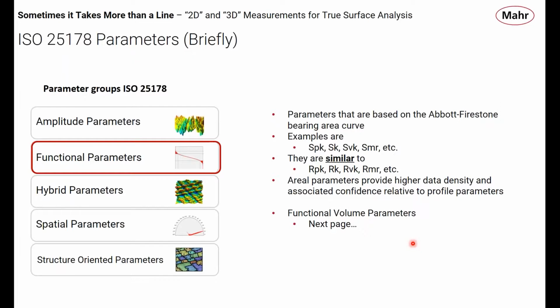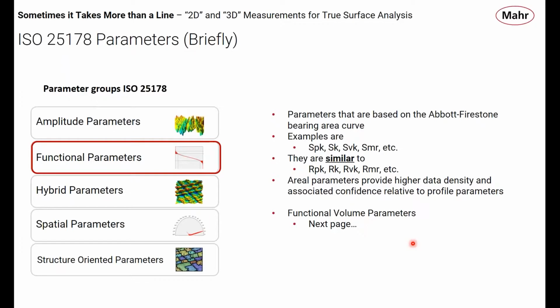I have similar here. I meant to edit this out. They're actually mathematically identical to RPK, RK, RVK, et cetera. Exact same math used to get them. The only difference is, when we create this Abbott-Firestone curve from 3D data, there's a lot more data that we're using. Two orders of magnitude more data, minimum.